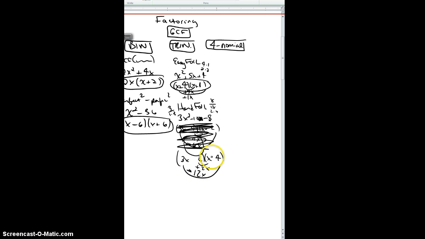So again, follow your loopies. The negative goes there, the positive goes there, and then we go. So there's my final answer. And again, if you want to check it, you can do FOIL. But notice when you do last, you do get a negative 8 that time.